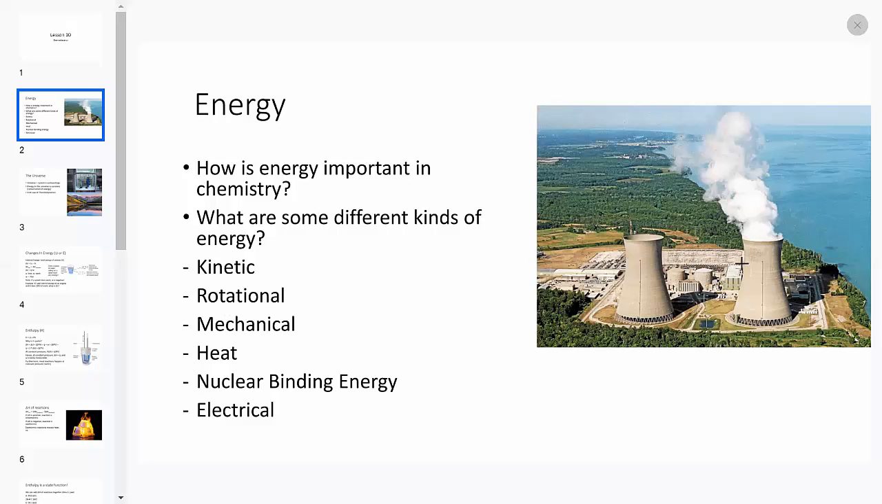We also have heat energy. The radioactive decay of the uranium inside this reactor generates a huge amount of energy as heat. And this heat goes into boiling the steam. The steam drives the turbine, which turns the generator, which generates the electricity. So we have heat energy.